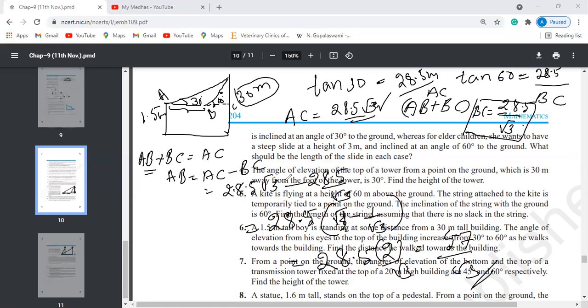So this is how you can find it. Initially you are using tan 30, and there it is the AC whole value, but AC is equal to AB plus BC. Similarly, you are taking tan 60 here, giving BC as 28.5 by root 3. You just substitute, and then you will get BC and AC. So by solving, you will get this answer. Fine.